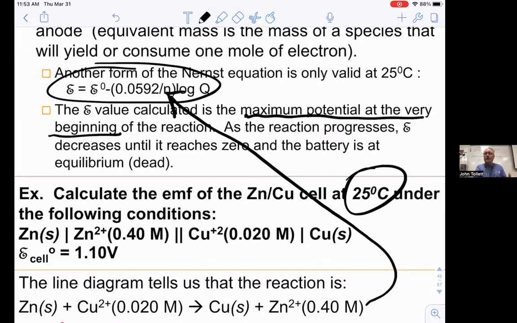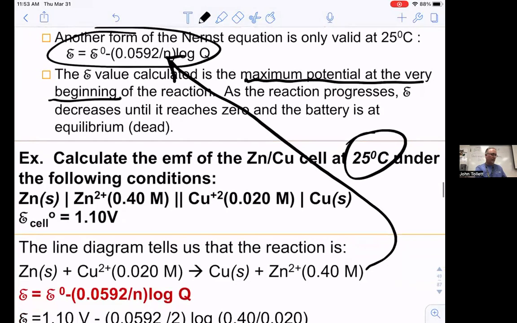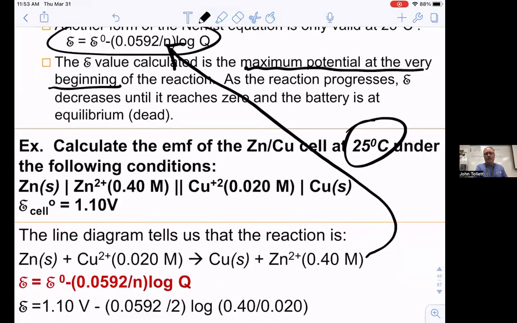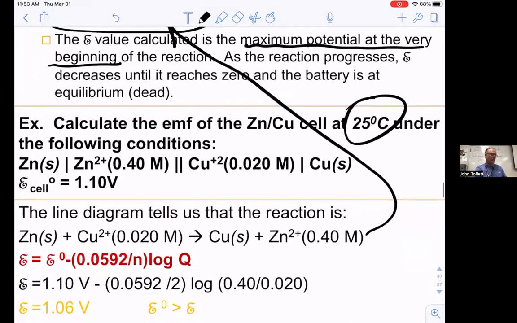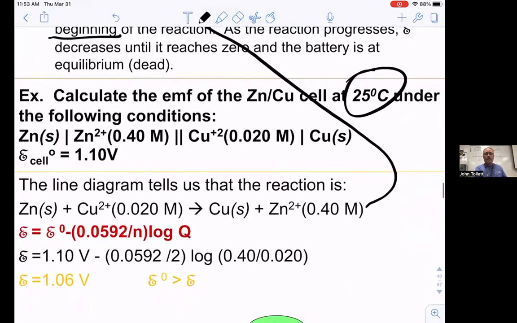Now my Q is, I don't know if it's at equilibrium, so I'm going to go find out. If I end up with a cell potential of 0, I will know that it's at equilibrium. It's likely not. But if I do products divided by reactants and plug that in, I've got my cell potential minus 0.0592 divided by 2 times log of Q, which in this case is the product divided by the reactants, which would be 0.4 divided by 0.02. You're going to end up getting a value that is less than your original cell potential. And I did. I got a cell potential of 1.06.